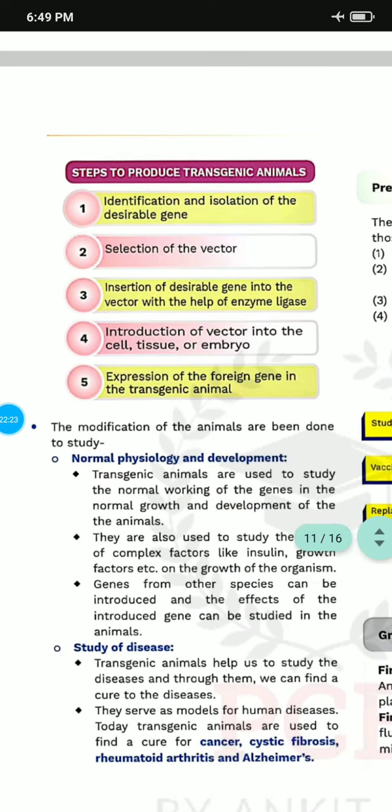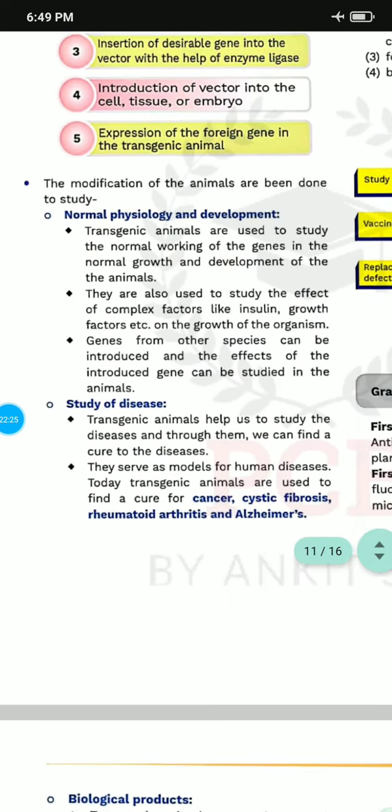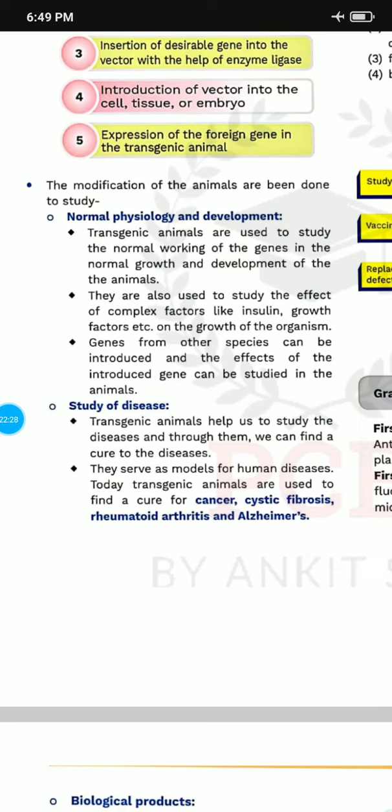The modification is used to study normal physiology and development. A transgenic animal is used to study the normal working of a gene, and also to study the effect of insulin growth factors or genes from other species which are introduced, and what the effect of that is.